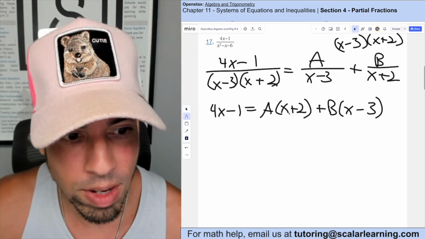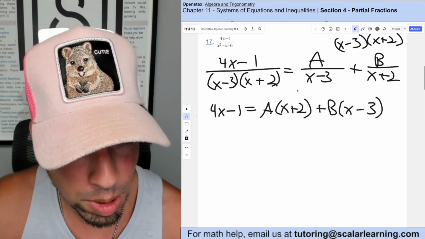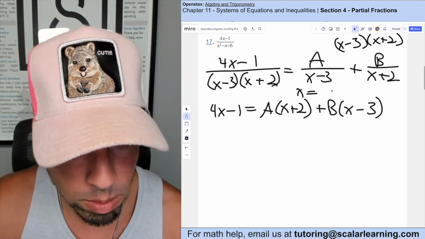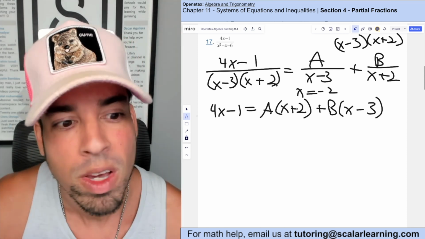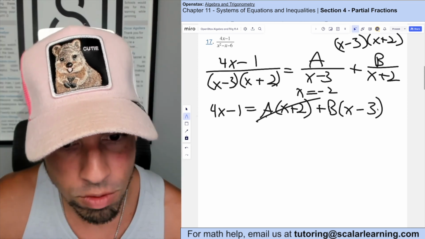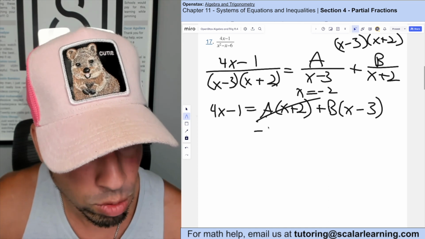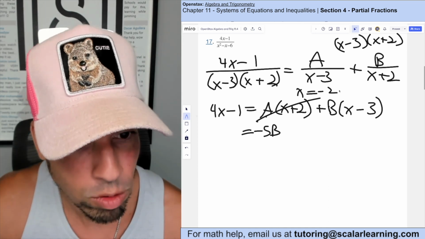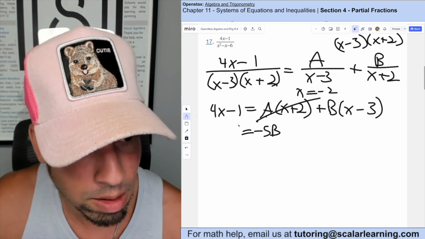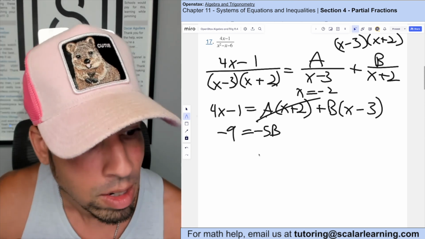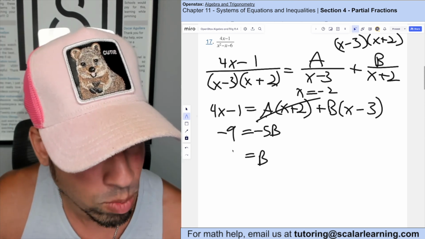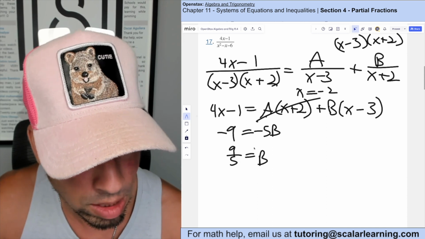Now I'm going to choose specific values of x that are going to find me a and b. And I'm going to choose smart values. I'm going to choose negative 2 first. Why? Because it's going to zero out this. Negative 2 minus 3 is negative 5. So we have negative 5b is equal to negative 2 times 4 is negative 8 minus 1 is negative 9. Divide both sides by negative 5, and we get 9 over 5. Negatives cancel out. There's our b.